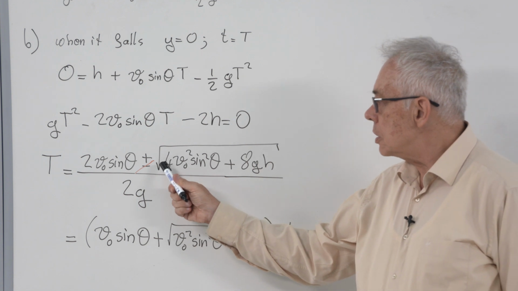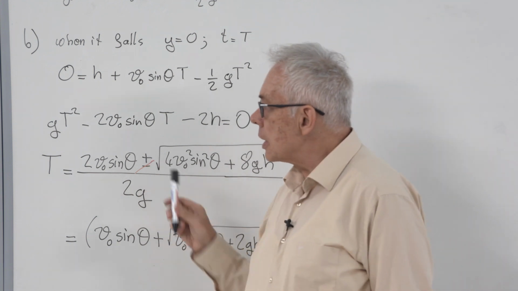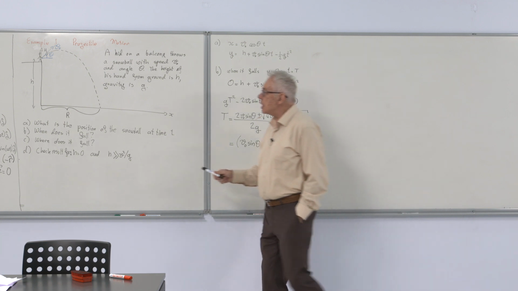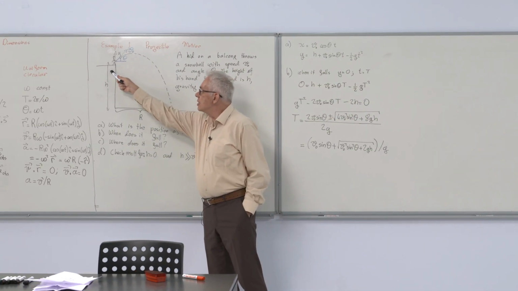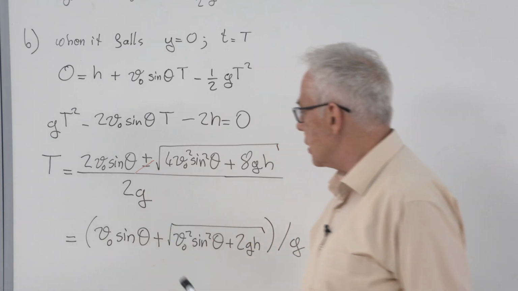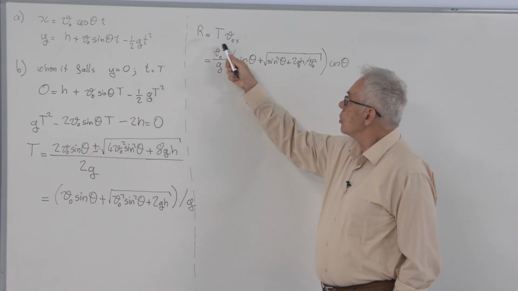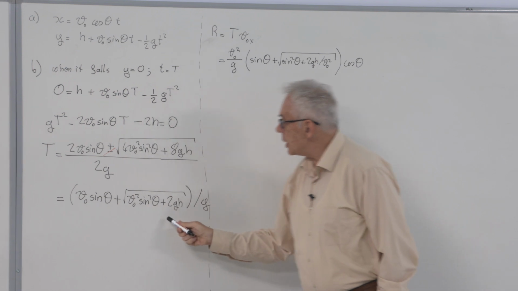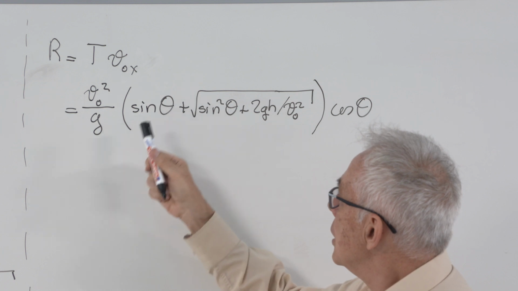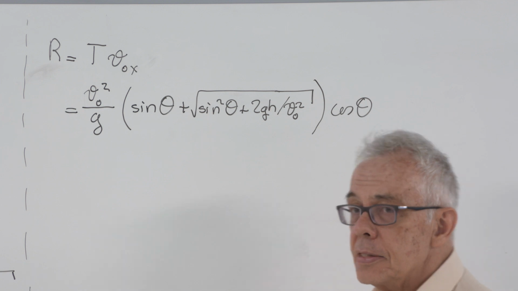The root that I am interested in is the positive root. The negative root corresponds to what would have happened if this motion had taken place before t equals zero. So it's not relevant for us. We take the plus root. The range of the snowball is the flight time that we found here, multiplied by the x component of its speed, which is v0 times cosine theta, and substituting, we get that.